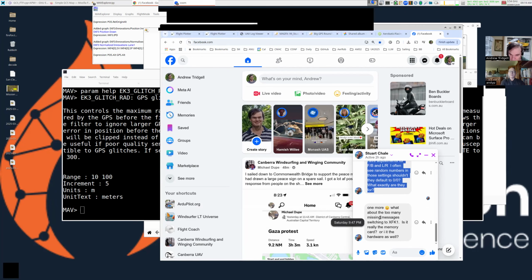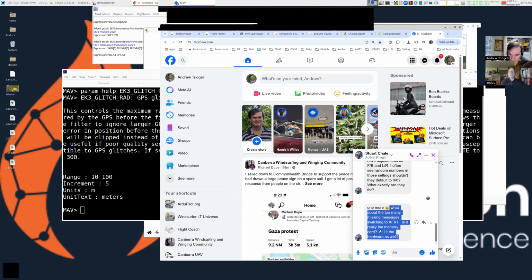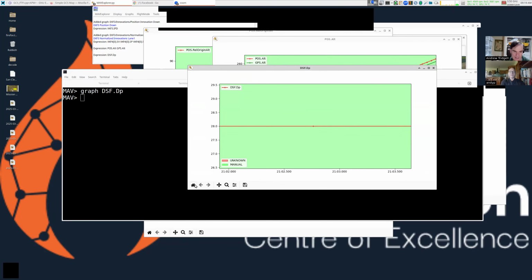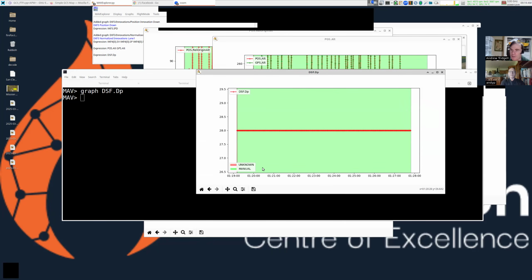One more about missing messages, EKF. Is it really the memory card or is it hardware as well? Okay, let's answer that one for him because I might be able to answer that. So what I can do is graph DSF.Drop. DSF is the weirdly named message which shows the health of the logging of messages onto the SD card. And this is how many messages are dropped.